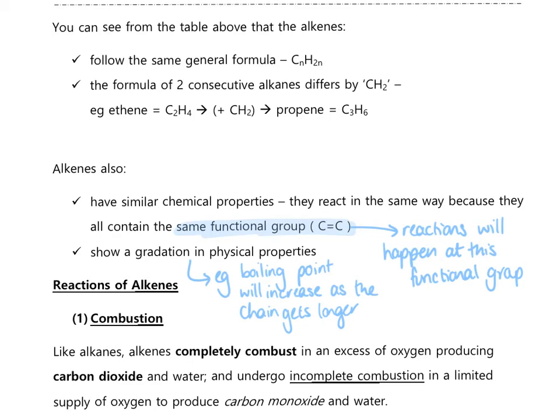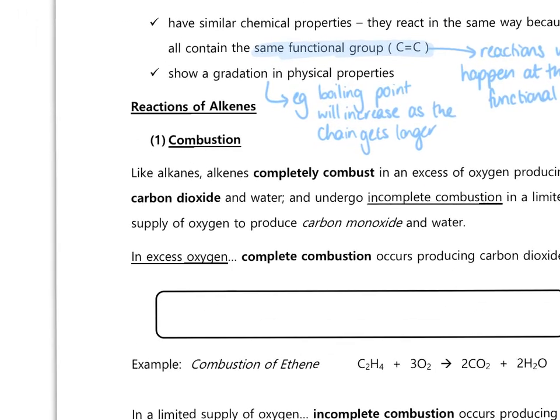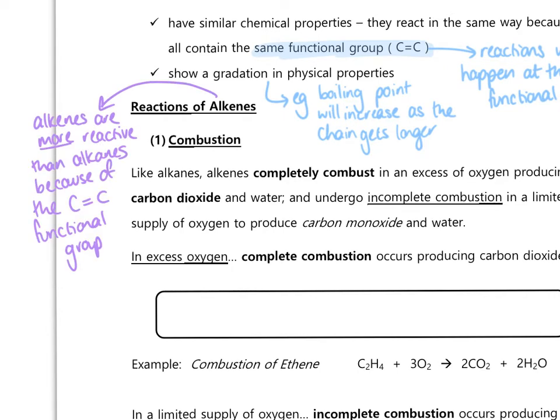So what we're going to do now is look at the reactions of alkenes. As we've already said a few times, alkenes are more reactive than alkanes because they have this carbon-carbon double bond functional group. So let's maybe write that off to the side. Alkenes are more reactive than alkanes because of this functional group. So we'll see that alkenes essentially do more than alkanes.